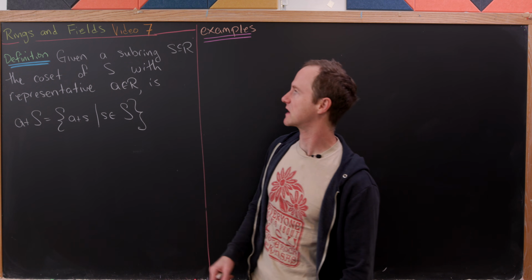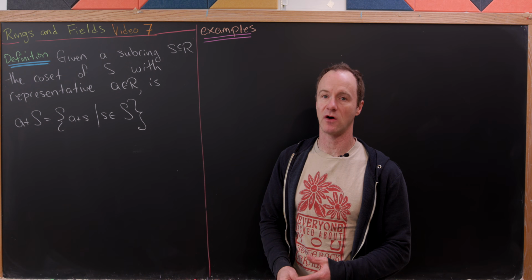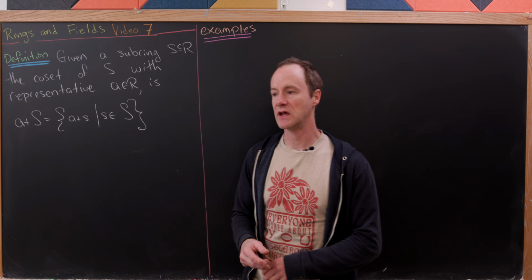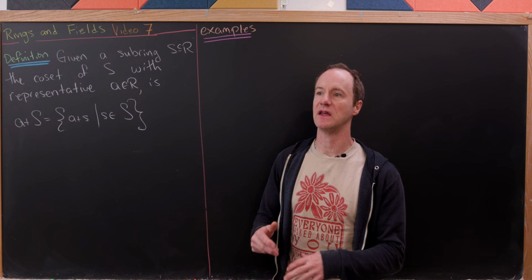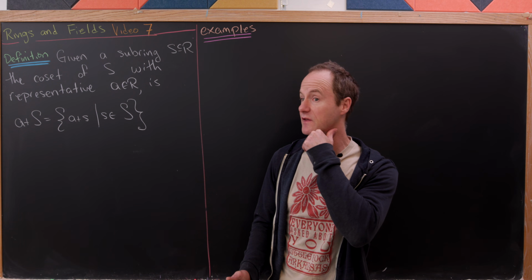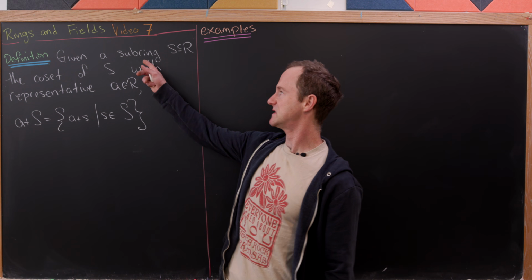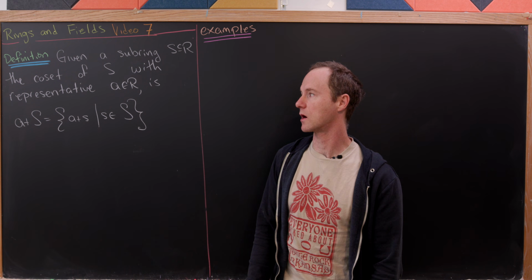So let's say that we're given a subring S of R. I should point out here that R is any ring at all. It need not be commutative, it need not have an identity or anything like that. So it's any ring at all. Okay, so back to this. Let's say we've got a subring S of R.